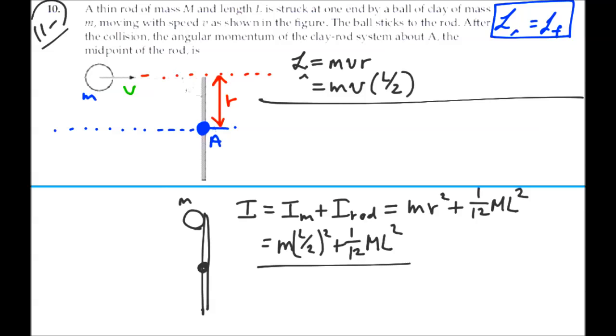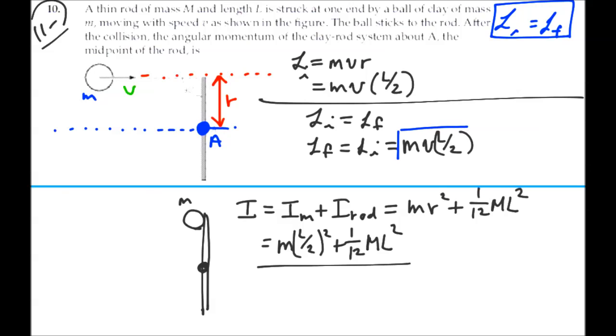But we're asked for what is the final angular momentum. And since the initial angular momentum equals the final angular momentum, the final angular momentum will equal the initial angular momentum, which is, as we determined, mv L divided by 2. So that is it right there. That is conservation of angular momentum, and that is our final angular momentum, mv L divided by 2.